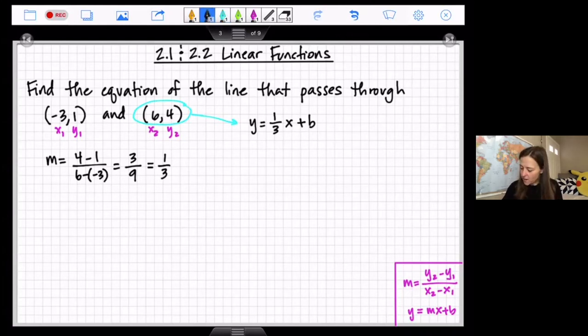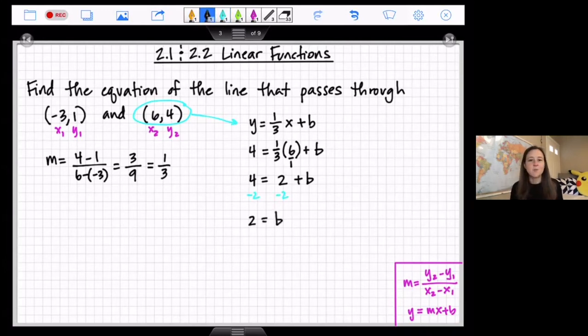So I'm going to plug in y equals 4. I know my slope is 1/3. I'm going to plug in 6 for x, and then I'm going to solve that equation for b. So I've got 4. 1/3 times 6, think of that 6 as being 6 over 1. 6 over 3 would give me 2. And then I'm going to subtract 2 from both sides. And I get 2 is equal to b.